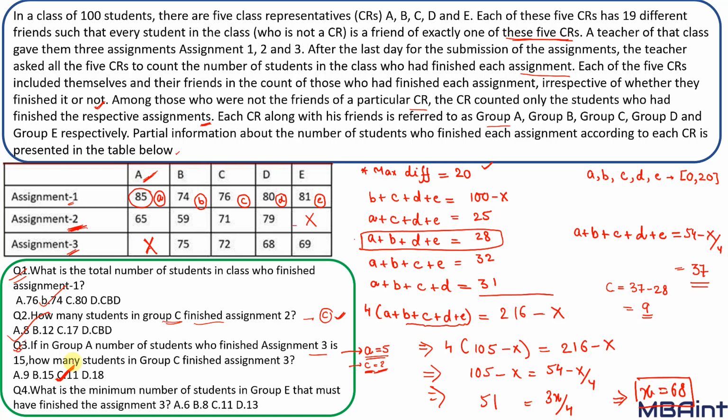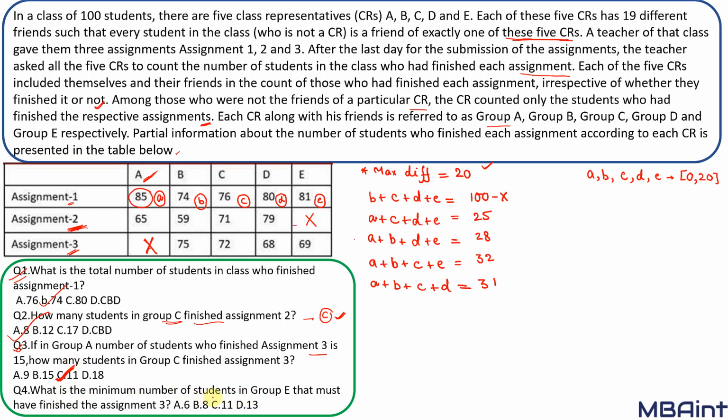Hope this is clear. It says, what is the minimum number of students in group E that must have finished the assignment. So in order to find the minimum number of students in group E that must have finished the assignment, we need to find the maximum number of students in group E that have not finished the assignment. So we need to find E max, because E max denotes the maximum number of students who have not finished the assignment. These values will remain the same.